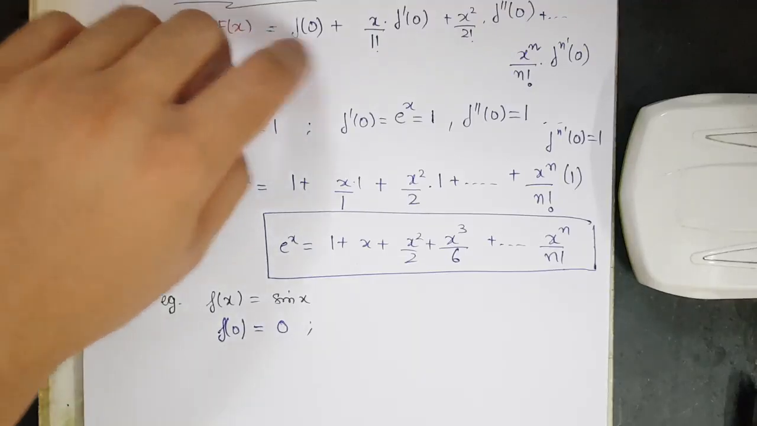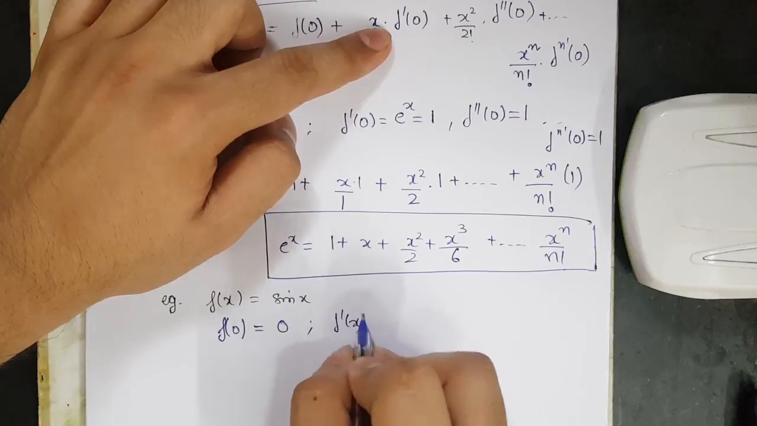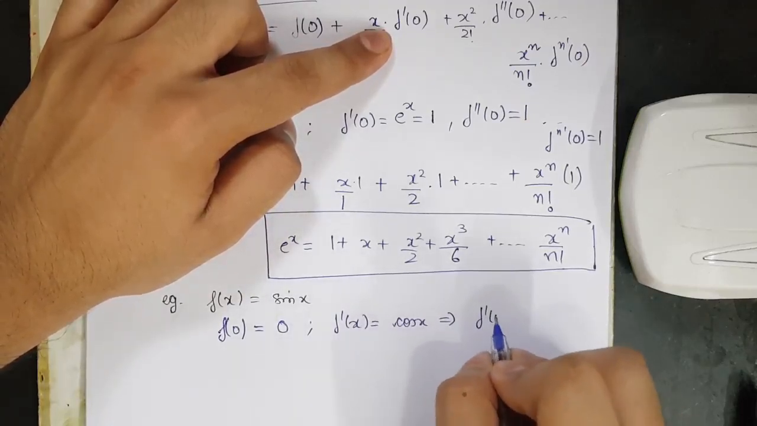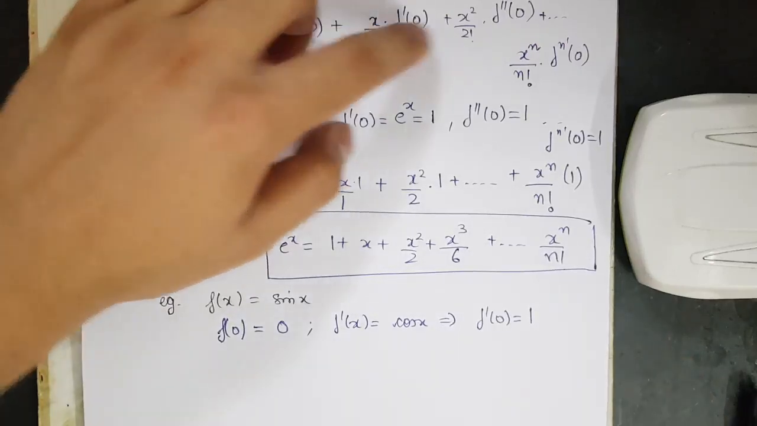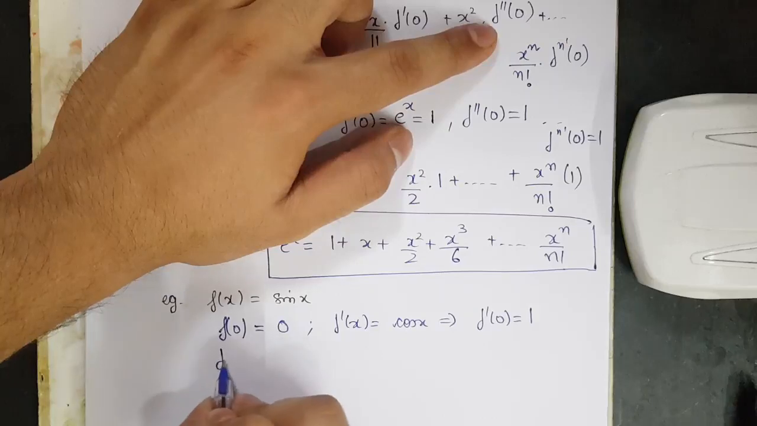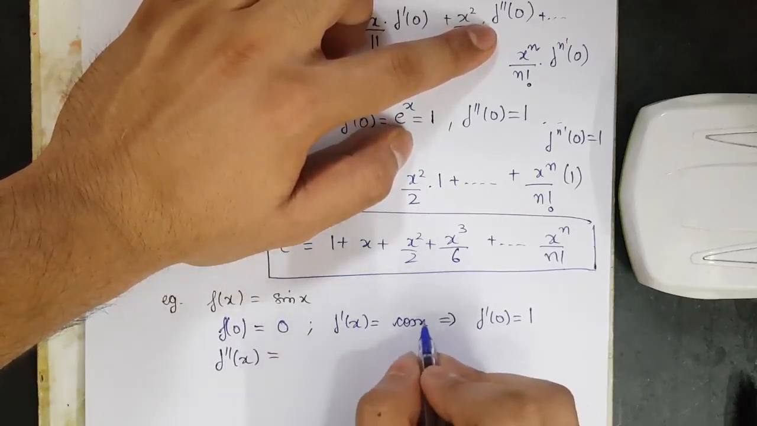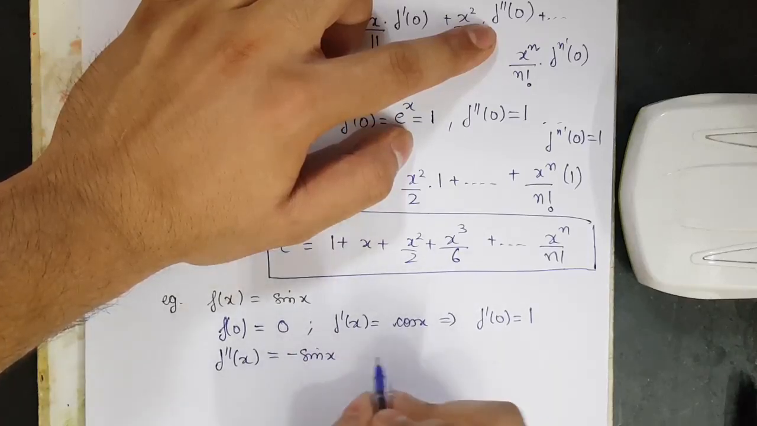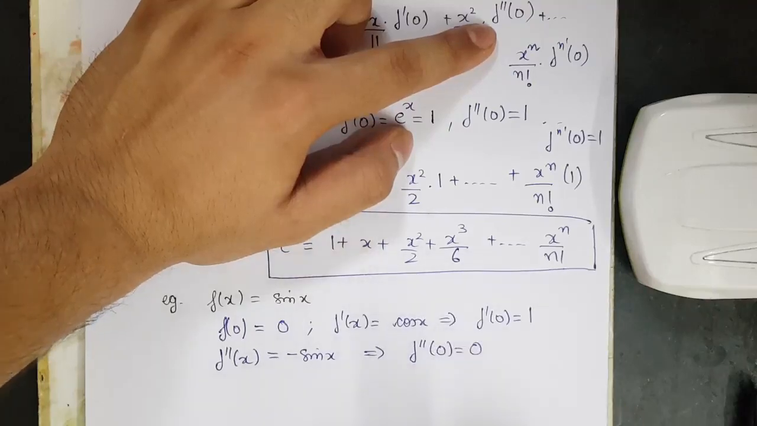The next step is we need to find f dash x first of all. So f dash x will be equal to cos x, which implies f dash 0 will be equal to cos 0, which is equal to 1. Let us move on to find the next one, that is f double dash x. So f double dash x will be the differentiation of this term, which is minus sine x. So from here we get f double dash 0 is equal to 0.